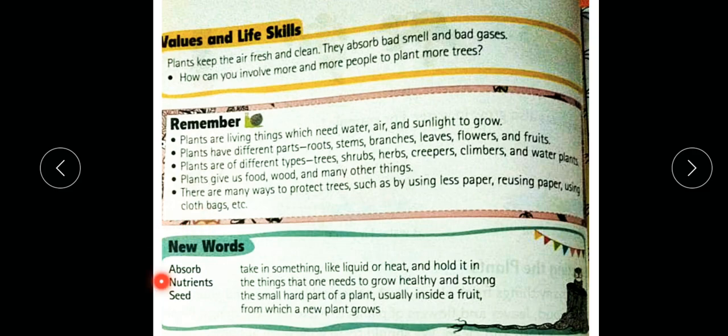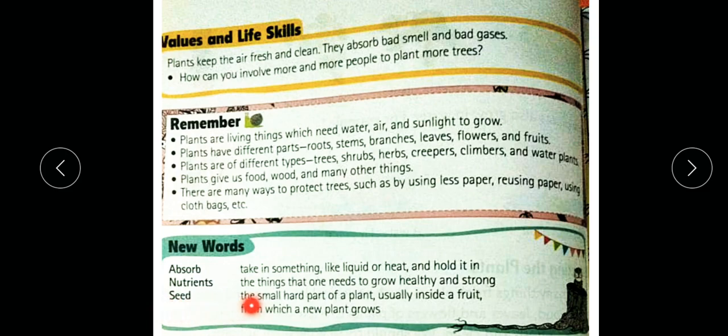Okay. Now, here new words. In new words we have three words: absorb, nutrients, and seed. The meaning of absorb is to take in something like liquid or heat and hold it in. Okay, absorb means take in something. Next, nutrients. Nutrients means the things that one needs to grow healthy and strong, like plants. From where do they get nutrients? From the soil. Yes.